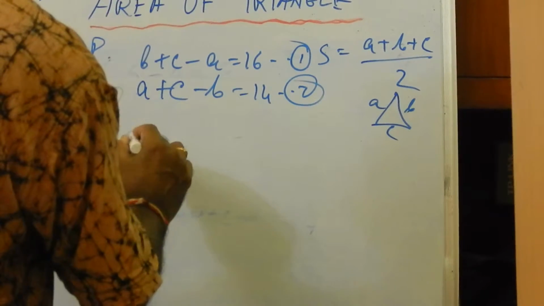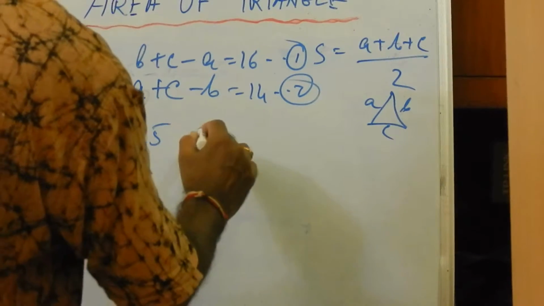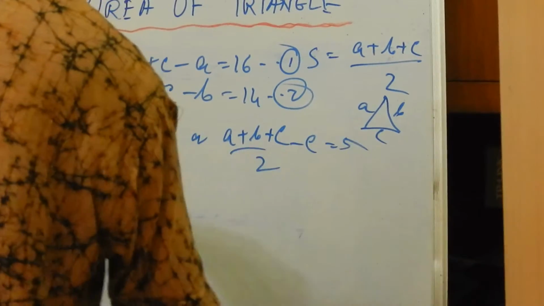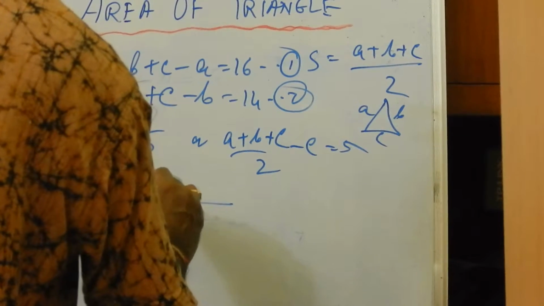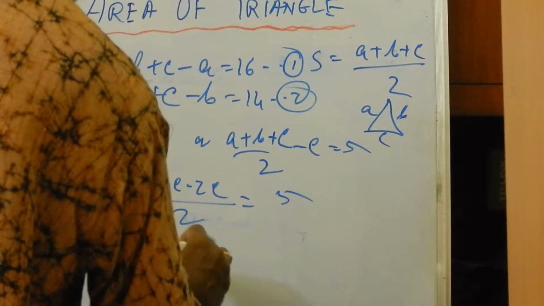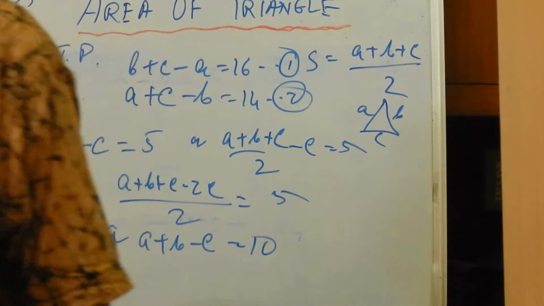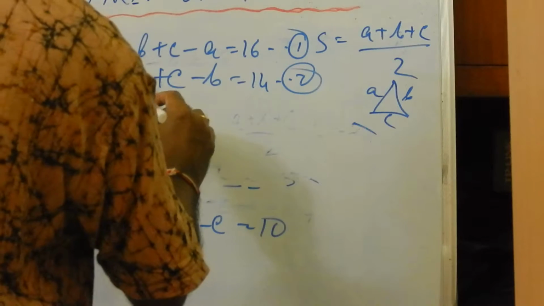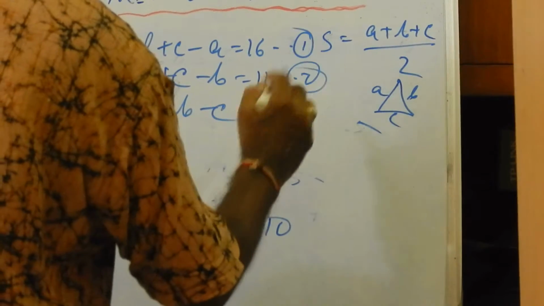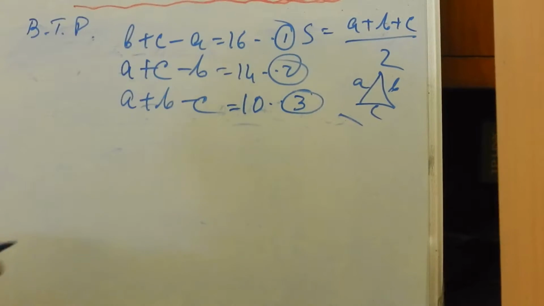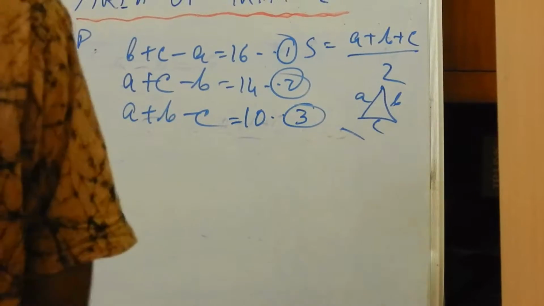And the third one was S minus c equal to 5. The difference was 5. Or a plus b plus c by 2 minus c equals 5, or a plus b plus c minus 2c equals 10, or a plus b minus c equals 10. That was our third equation. And what we have to find out is the values of a, b, c. So you simply solve it.